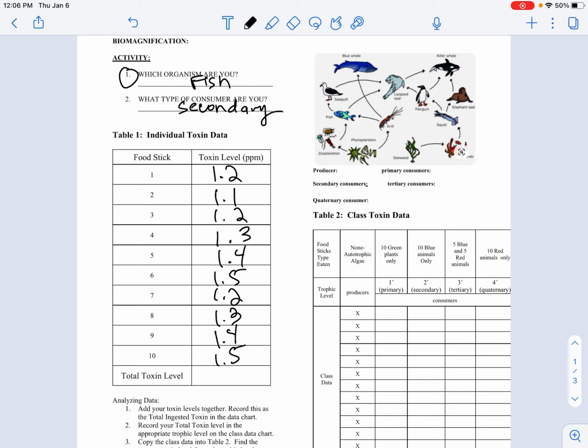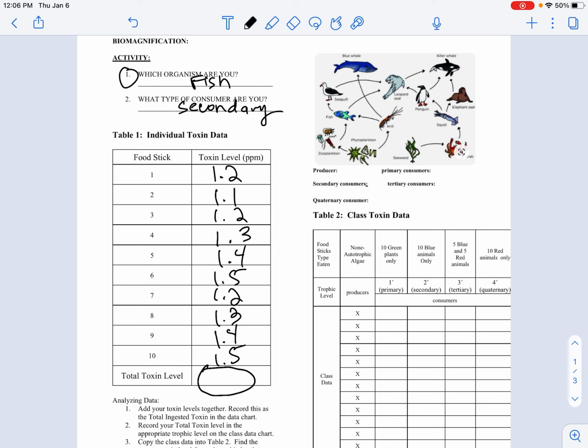Okay, so once you have them all into your chart, make sure you add them all up. So for you guys at home, go ahead and add them up and put them right there into the total toxin level. And now we are going to get the whole group's data.